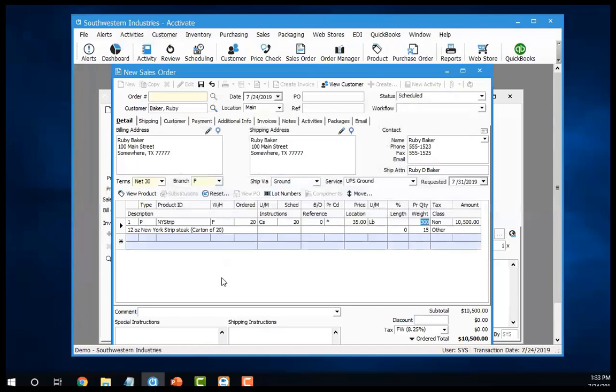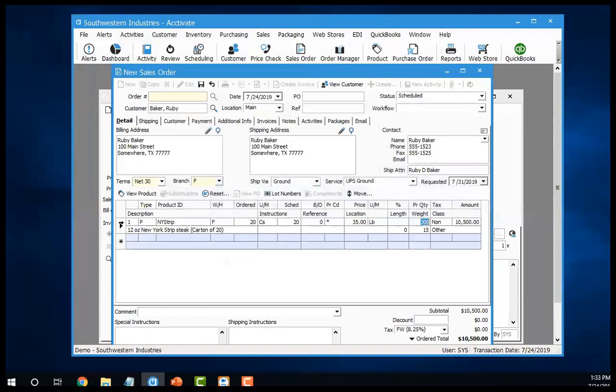But we're making some assumptions here. We're assuming that each one of those cases contains exactly 15 pounds, but that may not always be the case. There could be some variance between how much a case actually weighs, and you may want to price your customers based on the actual weight of that case rather than a standard relationship. So that's where catch weight pricing comes in here.